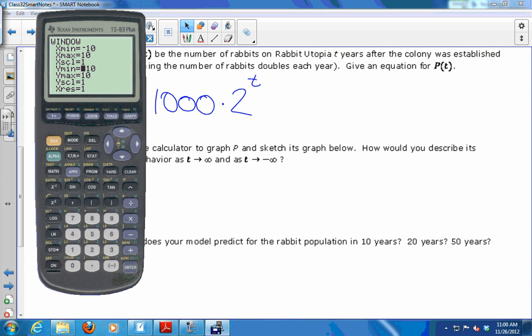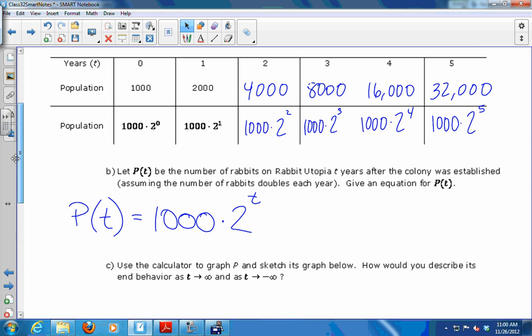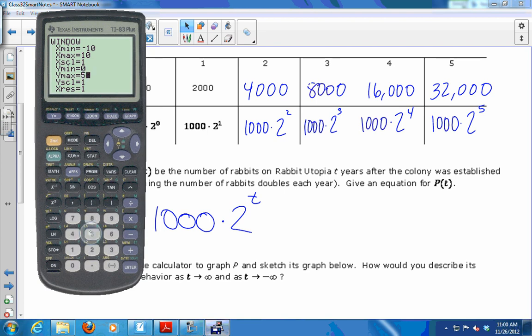And then y is representing the number of rabbits. And at year 0, how many rabbits do I have? 1,000, yep. Can I ever have fewer than 0 rabbits? No. So I'll put 0 as y min. And then if I look back at this table, the number of rabbits grows very quickly from 1,000 to 32,000 in 5 years. So maybe I'll put 50,000 as my y max, a large number of rabbits. And press graph.